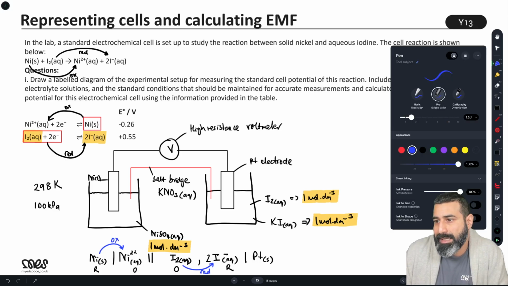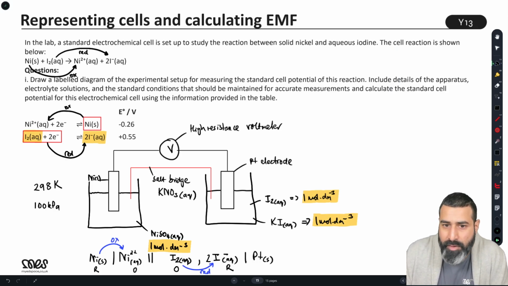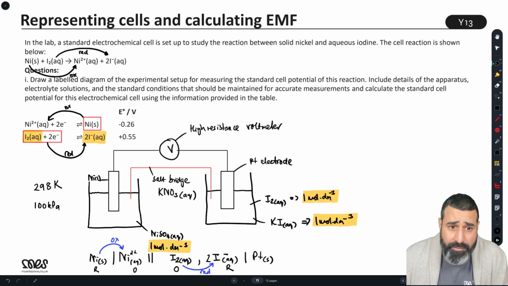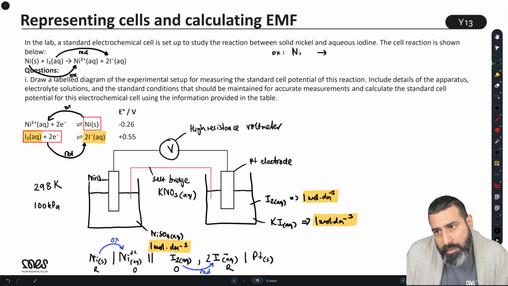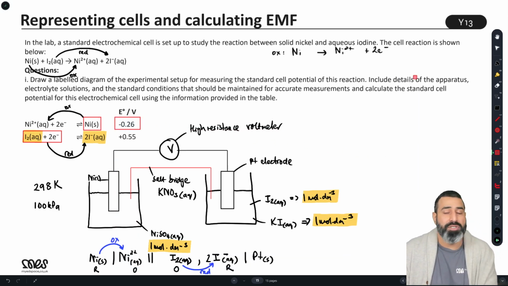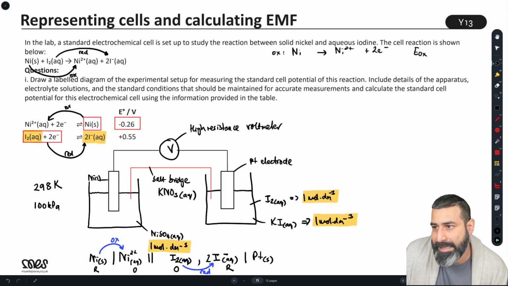So what is E cell going to be? So let's just finish this off. What is the cell EMF going to be? Well, there are 2 ways to do this. What I would do, you can break this up into the oxidation and reduction reactions. That's how I'd approach these questions. So the oxidation is nickel to nickel 2+ plus 2 electrons. And that value is not going to be minus 0.26, because that's the reduction potential. So EOX is actually going to be plus 0.26 because the reverse reaction is happening.